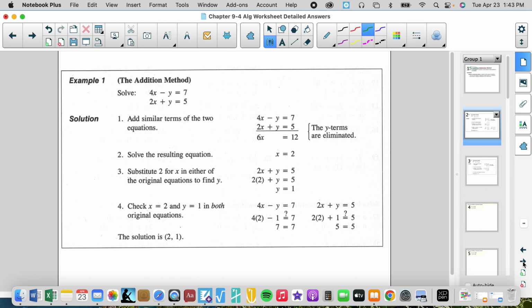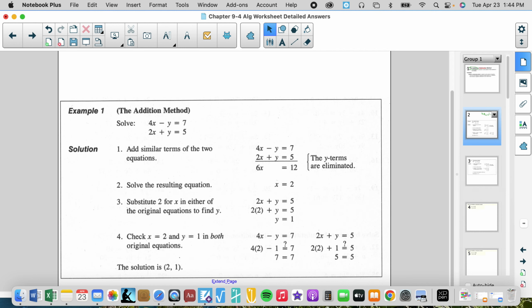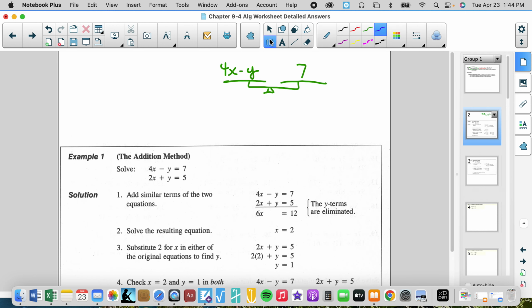So if we see this as a plate, as a fulcrum, you have 4x minus y on one side, you have 7 on the other, and then you have another equation. I'm going to actually move this down. You have another fulcrum that has the other equation. And it's sort of like this because they're equally balanced, meaning 2x plus y is going to have the same weight as 5, and 4x minus y is going to have the same weight as 7.